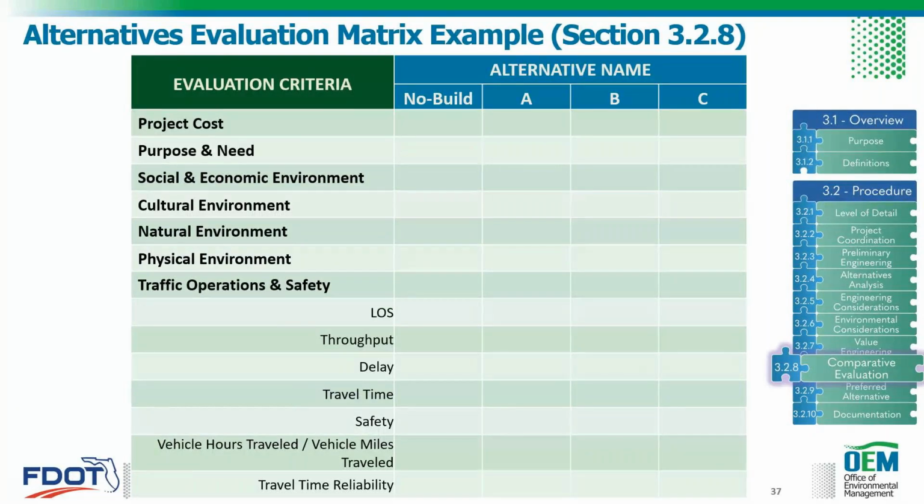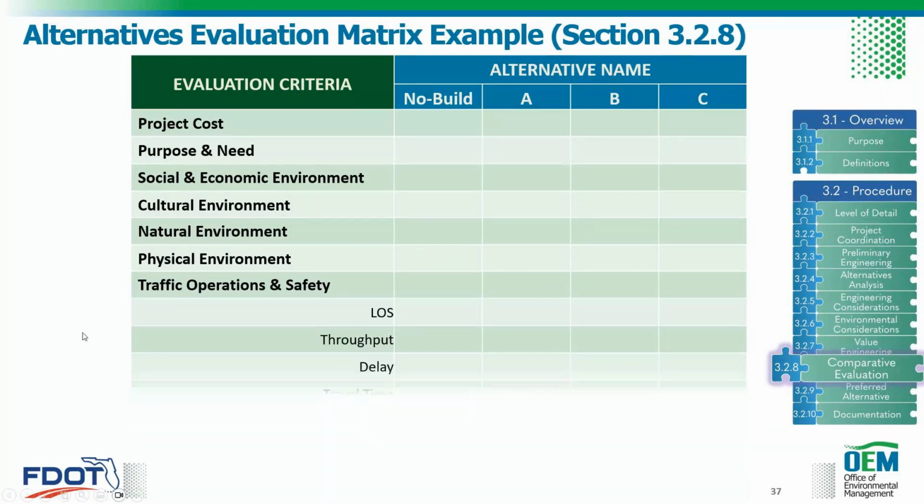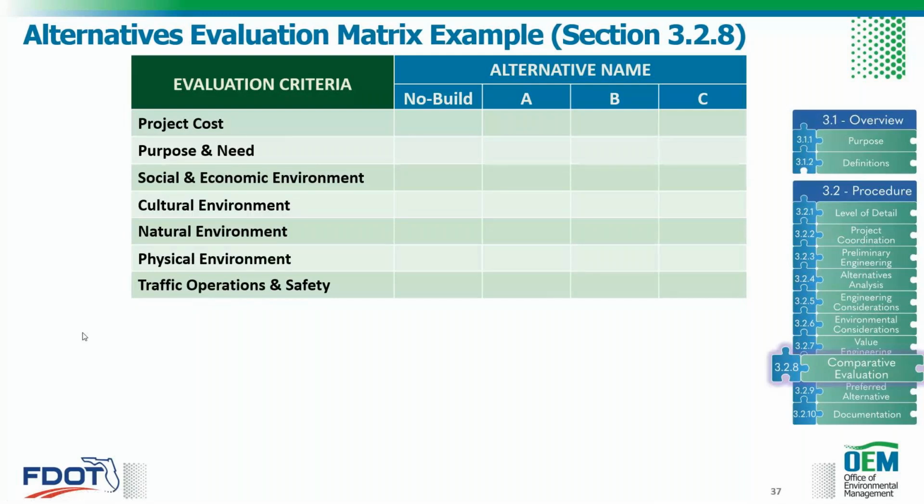Another thing to note is that the alternatives evaluation matrix is often utilized for public involvement outreach, including public meetings and handouts. You'll often see this on a board at the public meetings and in your project newsletter when you show up. So it's a great tool for public outreach and for comparing the alternatives for your project.